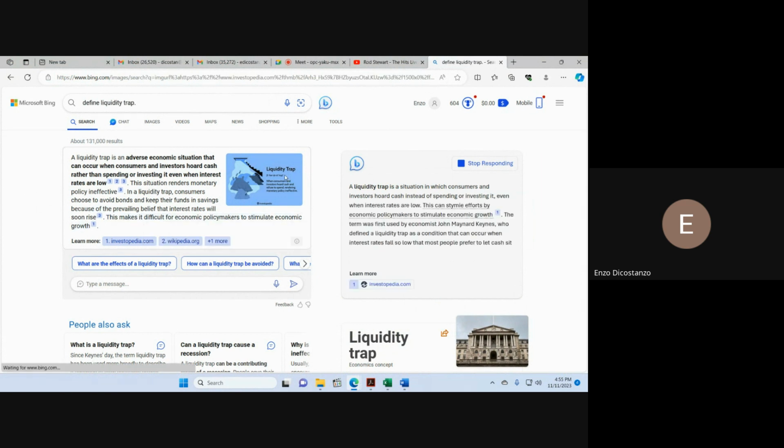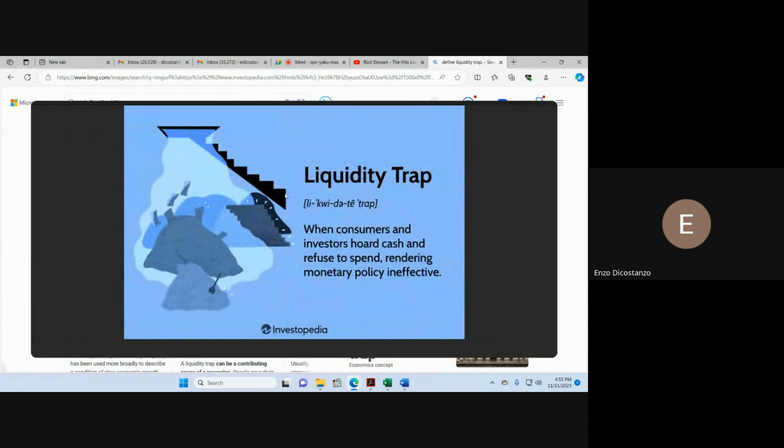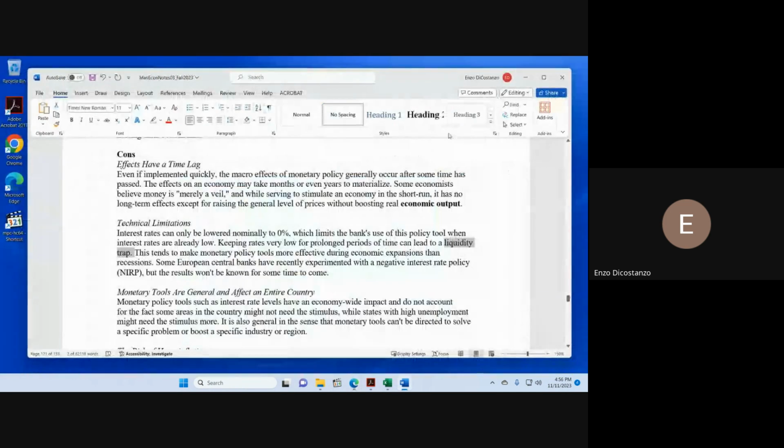Yeah, here's the short answer. We always like a nice graphic. A liquidity trap is when consumers and investors hoard cash and refuse to spend, rendering monetary policy ineffective. This is not a lecture on liquidity traps, but that's a way to keep that definition in mind. This tends to make monetary policy tools more effective during expansions than recessions. And some European central banks have recently experimented with negative interest rate policies, but the results won't be known for some time to come.